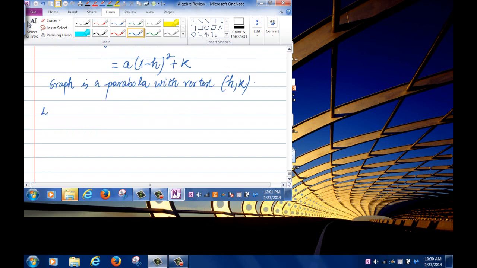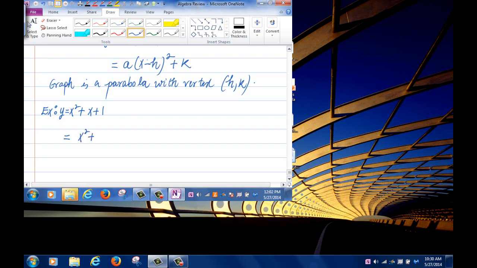So let's look at an example. Let's say I have x squared plus x plus 1. Okay. X squared plus x plus 1. And let's say y equals that. And I want to know the graph of this quadratic polynomial. So in order to draw that, I need to know the vertex, right? So how do I come up with the vertex? Well, I have to complete the square.